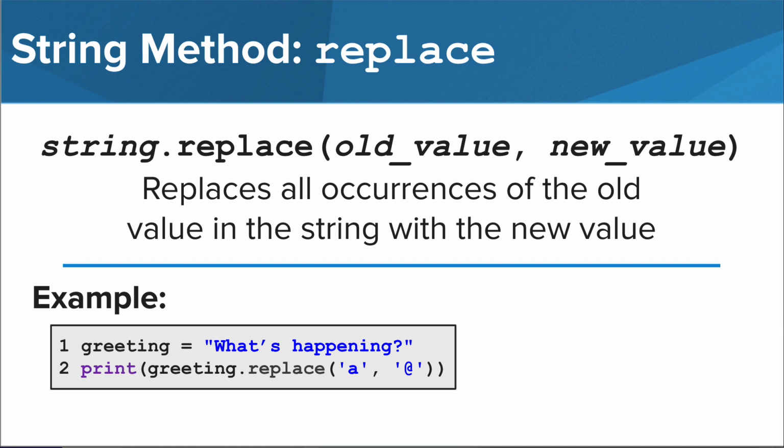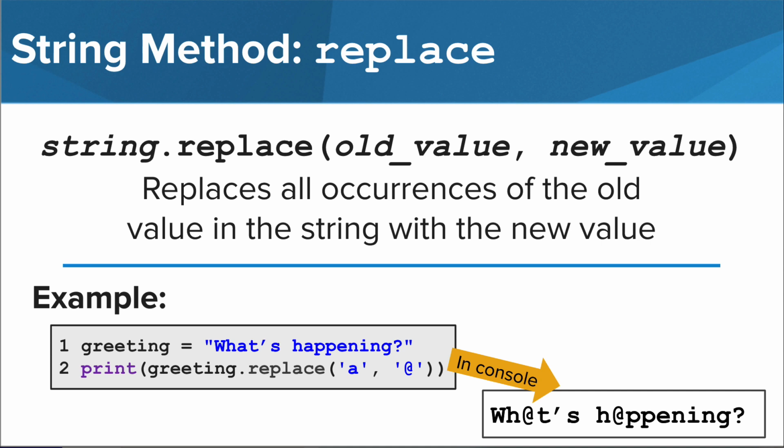The replace method will replace any value that matches the old value parameter in the string with the new value that has been given. If we have this variable greeting that holds the string "what's happening", and we call the replace method on it with the character A as the old value and the @ symbol as the new value and print the result, we will see that the string will be printed with all the lowercase a letters being replaced by @ symbols.